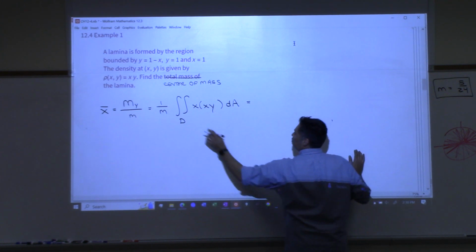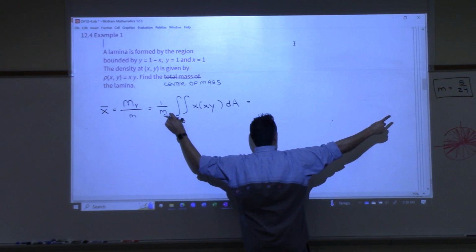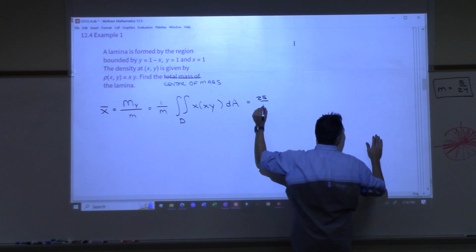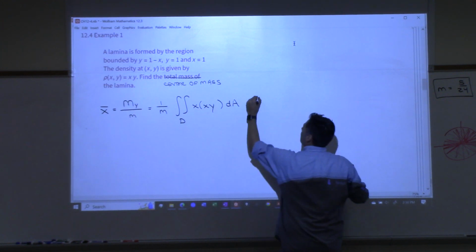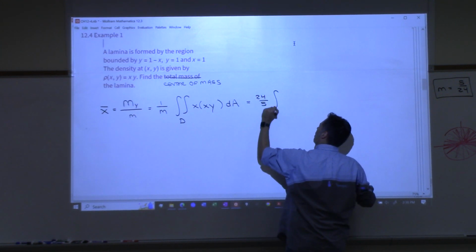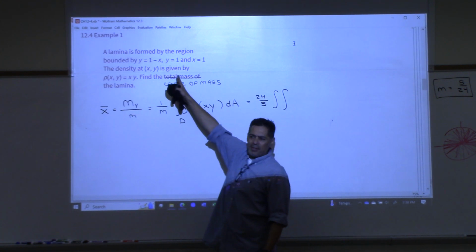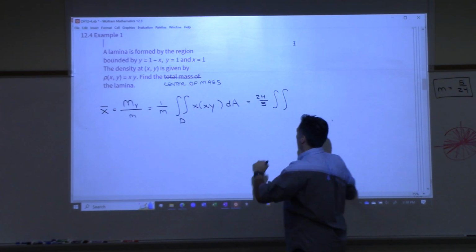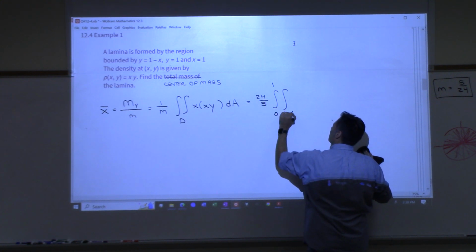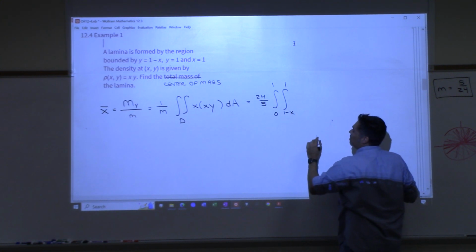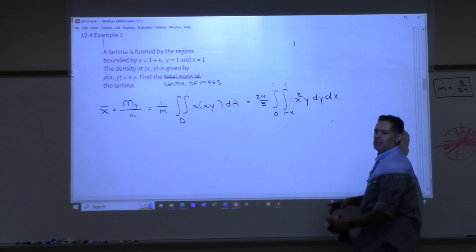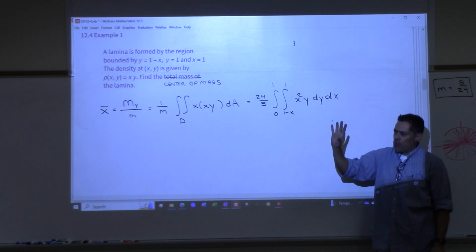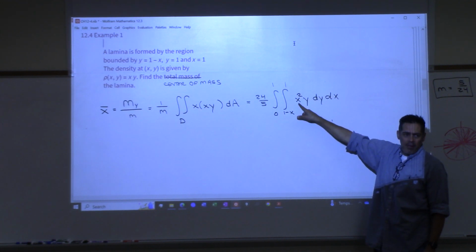What's 1 over our mass? 24 over 5. The reciprocal of that, 24 over 5, not 25 over 4. Then the double integral. That's the same lamina, right? So it was 0 to 1, 1 minus x to 1, and now, instead of it being xy, it's x squared y dy dx. You'll see there's just one little tweak. We had to throw an x in here. But that's going to change the antiderivative, and it's going to change the answer, right?